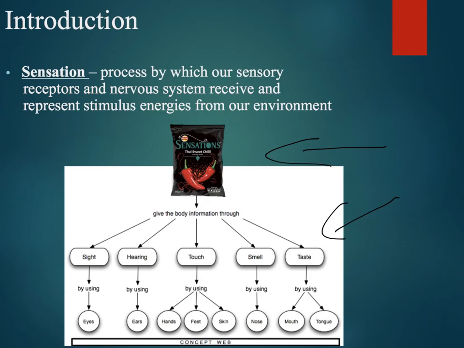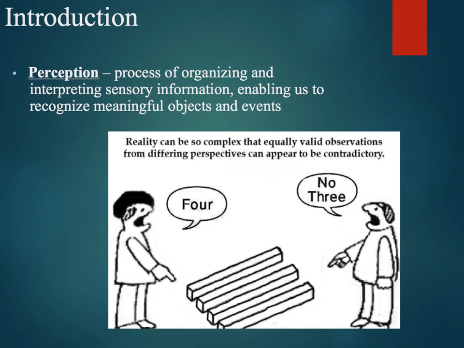Such as taste through the mouth and the tongue, or the sense of touch through the hands, feet, or just general skin areas. So that's what we'll be focusing on in the sensations portion of this unit. The second half of this unit is going to be focusing on perceptions. Whereas sensations is more concerned with how we process the world around us into our brain, perception is more going to focus on the process of organizing and interpreting those sensory stimuli and enabling us to recognize meaningful objects and events and form perceptions and opinions about the stimuli that we process.